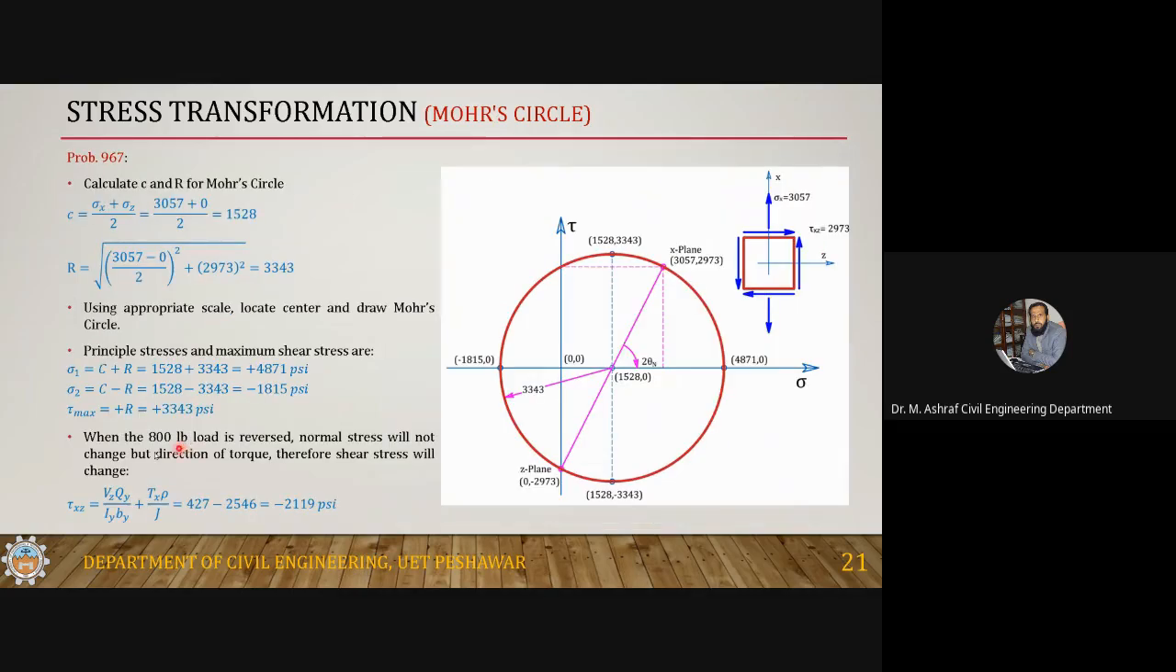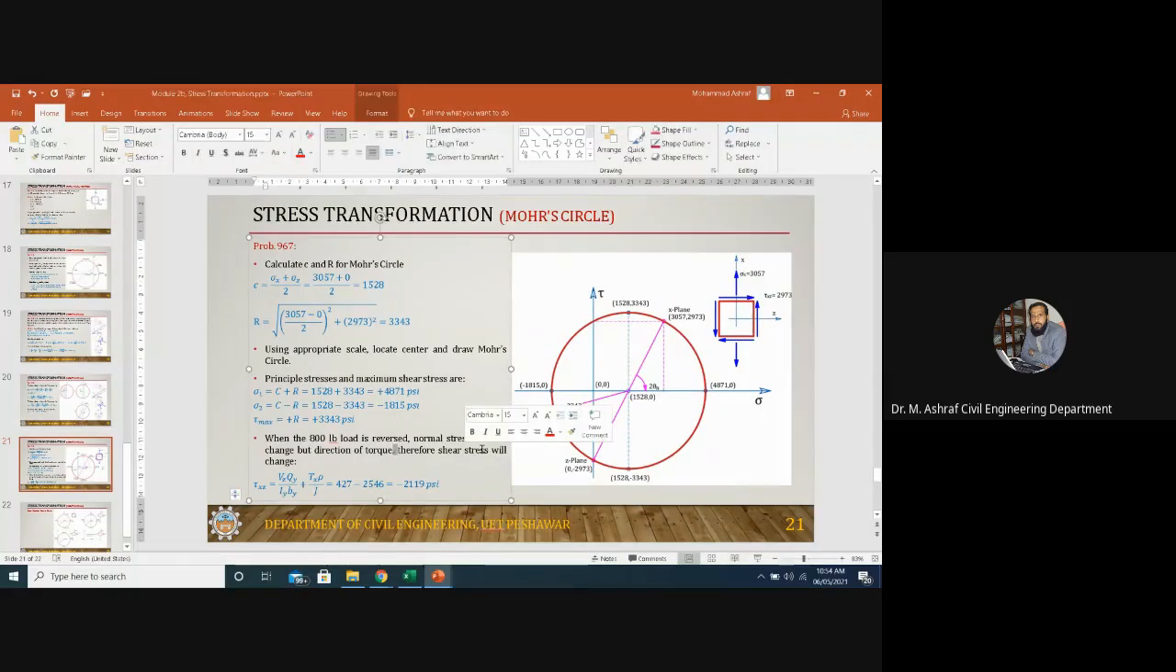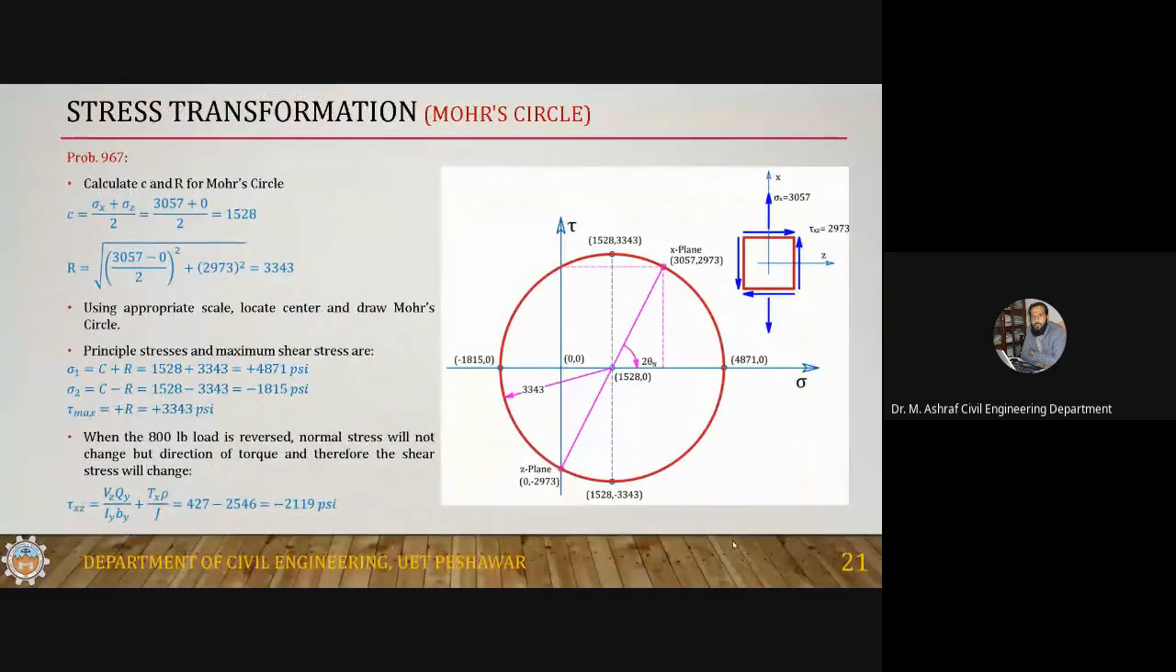I haven't done the calculation, but when the 800-pound load is reversed, normal stresses will not change, but the direction of the torque, and therefore the shear stresses, will change. When the torque direction changes, the shear stresses automatically change. You will get 427 minus 2546, so minus 2119. So it will not be 2973 but 2119. It will automatically change the whole story, and the stresses will not be equal to this one, they will also change.